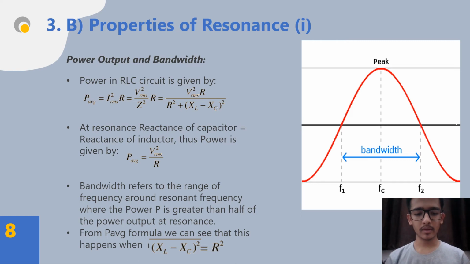So writing this, we get (X_L minus X_C) squared is equal to R squared, which is a quadratic equation. And solving this, we get the roots omega 1 and omega 2, and 2 pi f is equal to omega. And from there we can get f1 and f2, and the bandwidth is as shown in this figure.